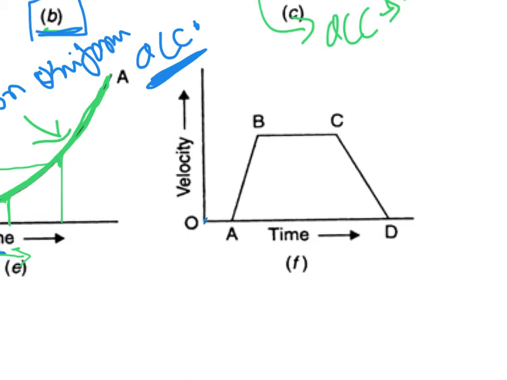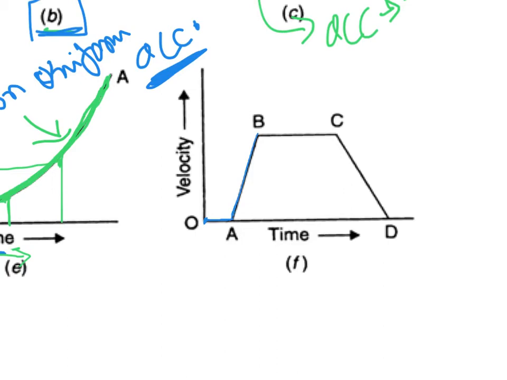Initially, at 0, I was having no motion. From here to here, I was having no motion. My body was at rest. And then I put the acceleration, and my velocity is increasing. From A to B, my velocity is increasing uniformly.